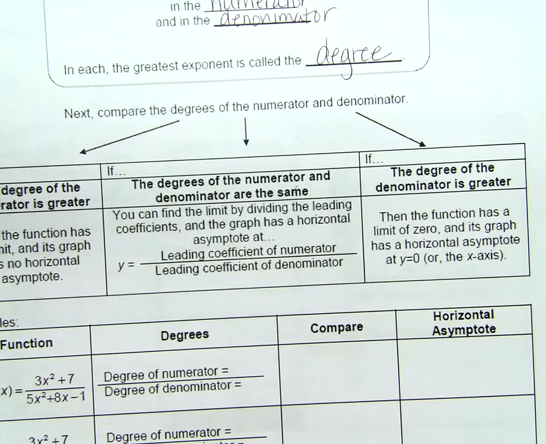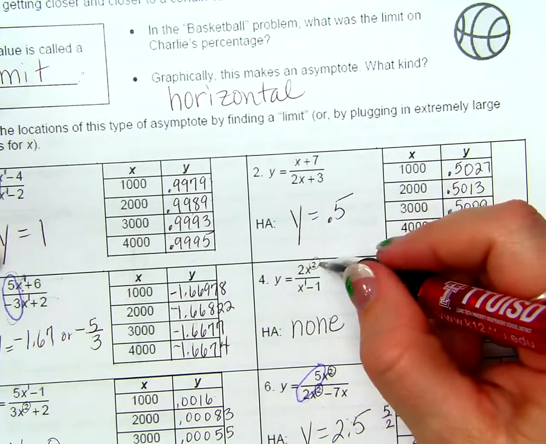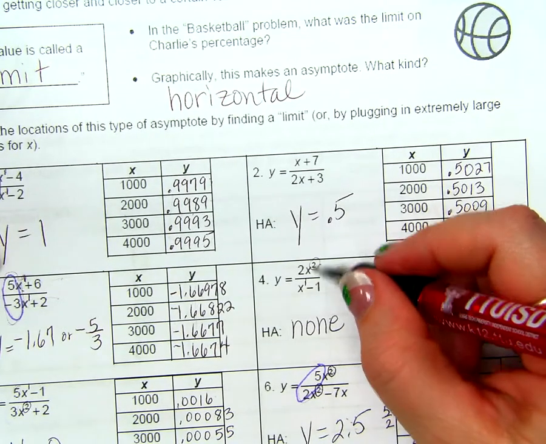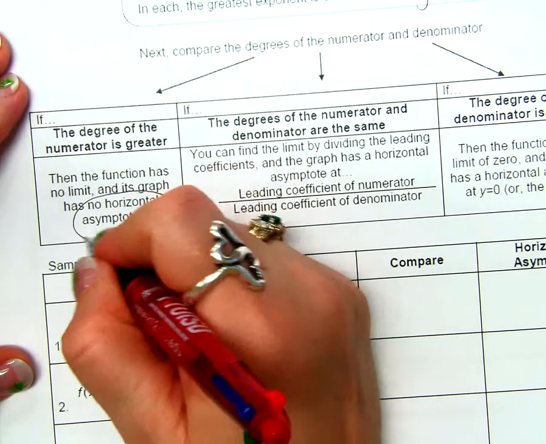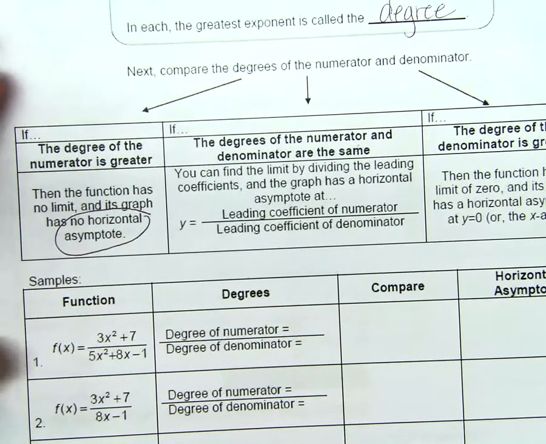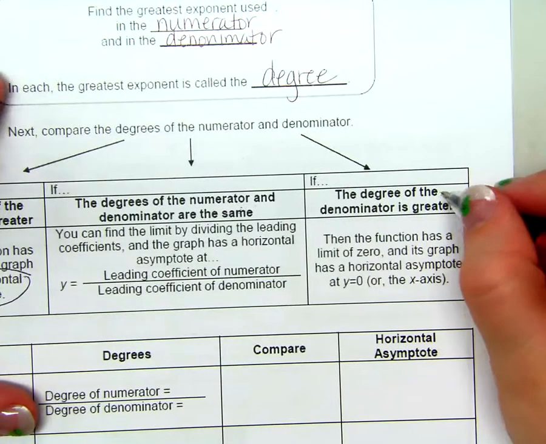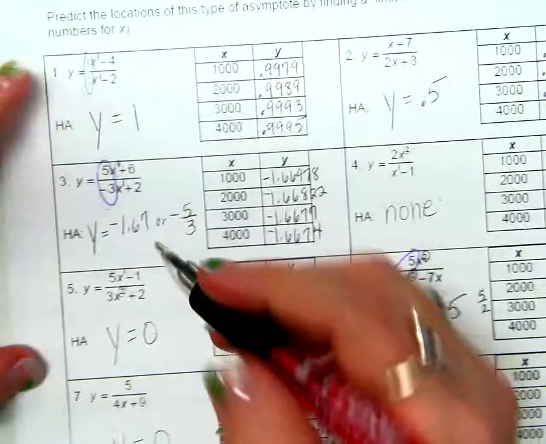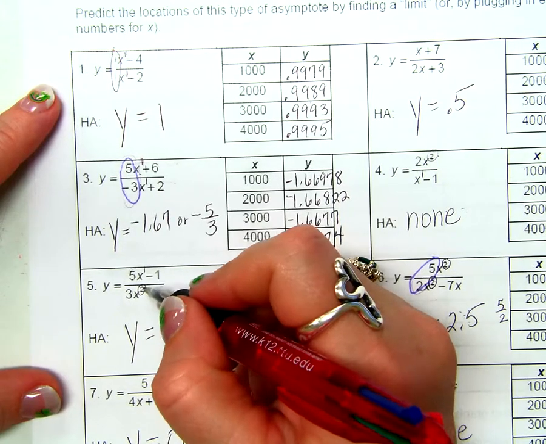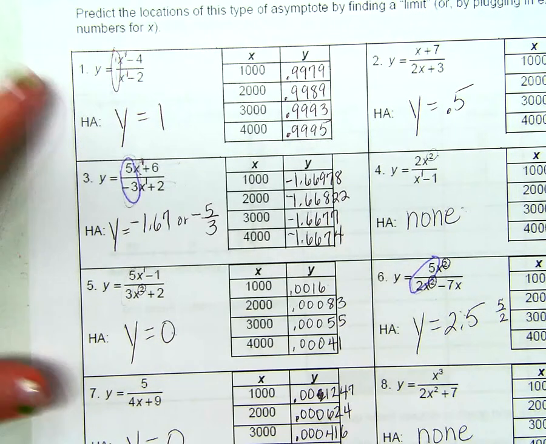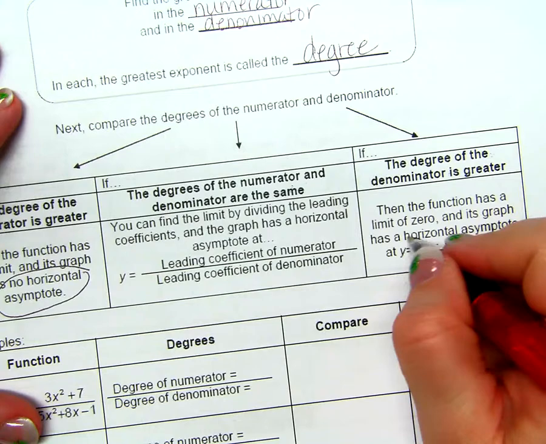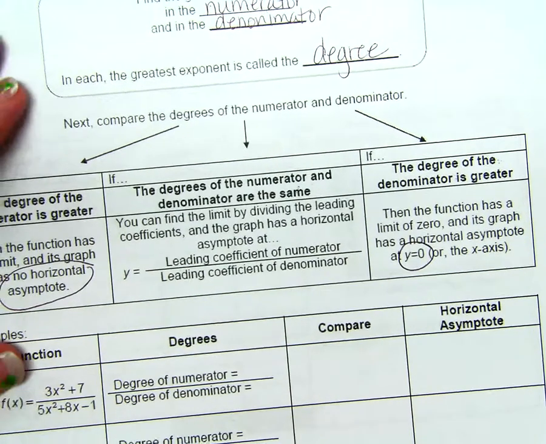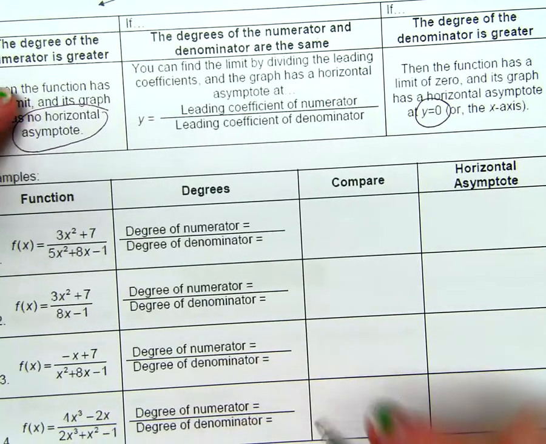If the degree of the numerator is greater, like this one, degree of the numerator was greater. See, this is a 2 and this is a 1. Look, there's no horizontal asymptote. Okay? The other possibility is that the degree of the denominator is greater. When the degree of the denominator is greater, like this one, the degree is 2, the degree is 1, the denominator is greater, we have an asymptote at y equals 0. Okay? So some sample problems.